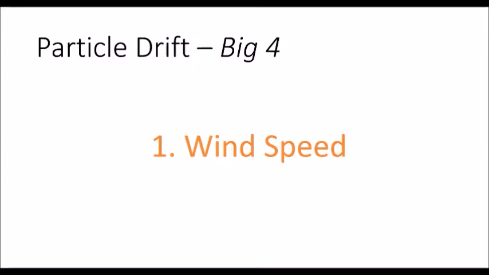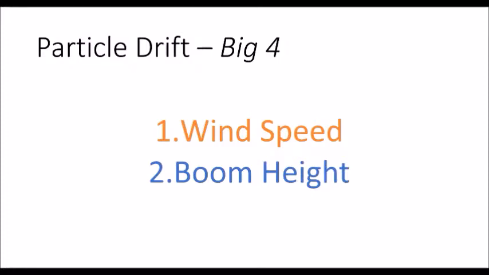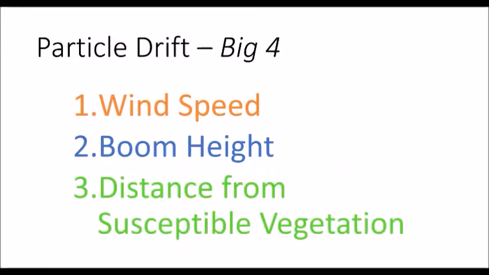So the big 4 factors we talked about were wind speed, and coupled with that is wind direction. The second one that we talked about in terms of being very important for mitigating drift is understanding boom height and minimizing boom height as much as possible. The closer we get to that application target, the more effective we are going to be at depositing those smaller droplets. The third one we talked about in that first webinar was the distance to susceptible vegetation, and we really can summarize that up into one simple word, and that's buffers. So the greater the buffer distance, the less likely we are to see off-target movement into those unintended areas.